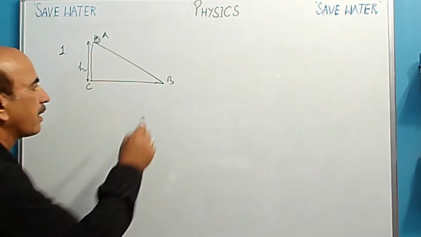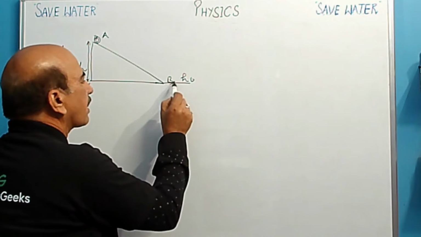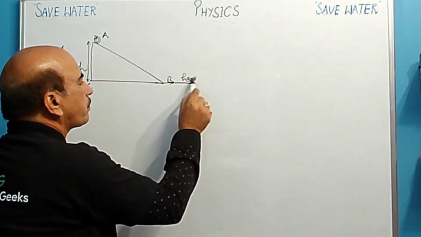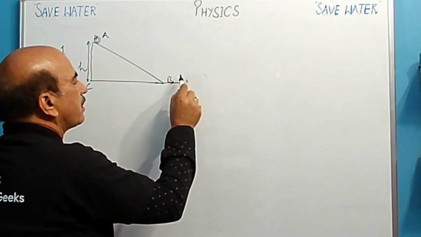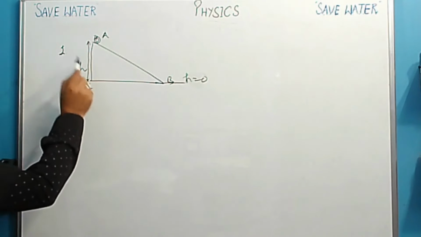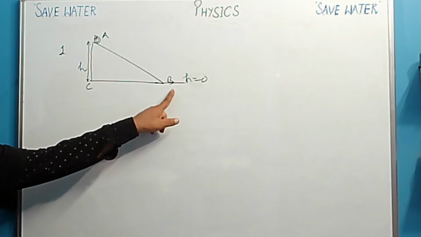Here at the ground level, ये ground level पे, the height from the ground level is 0. Yes, here it is 0. Height is 0. And here h, this is the height here. So because of the difference in height, it comes down.